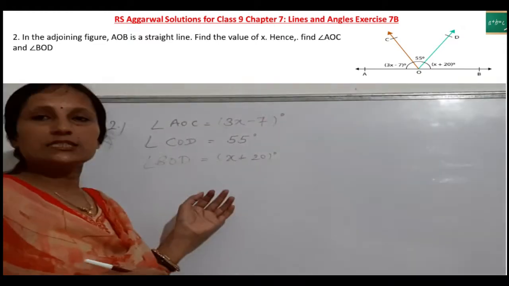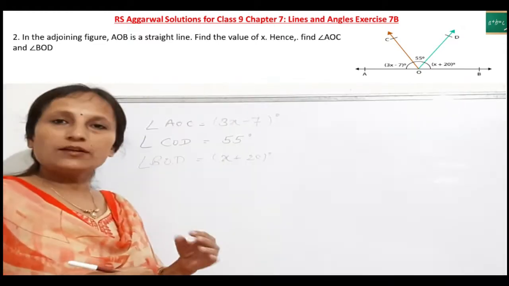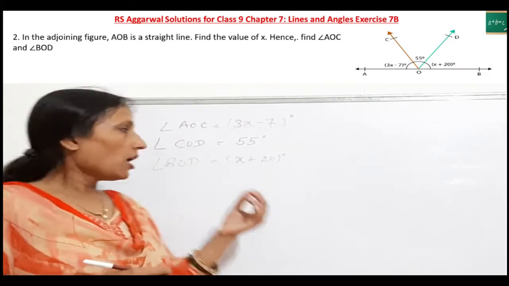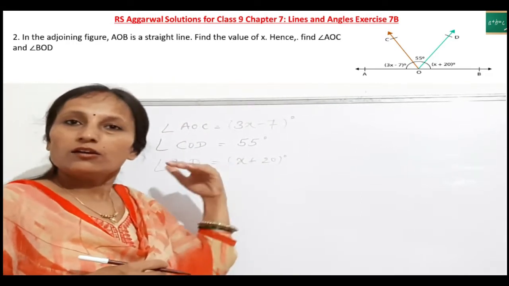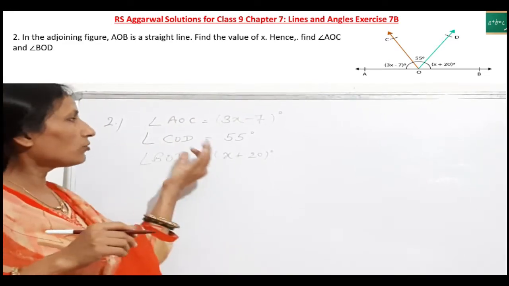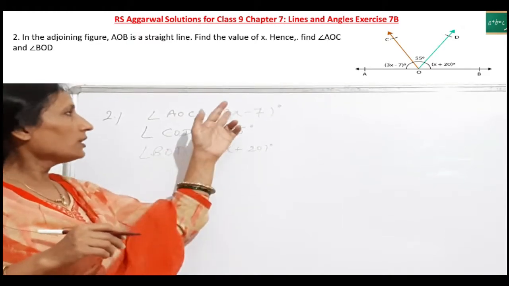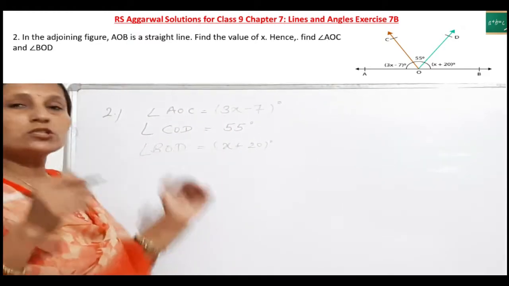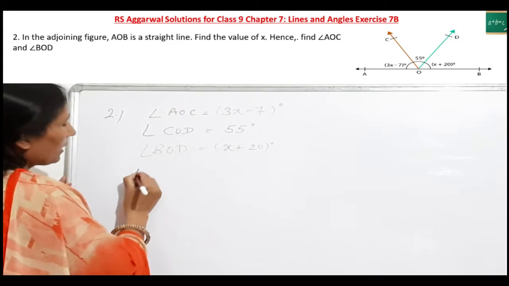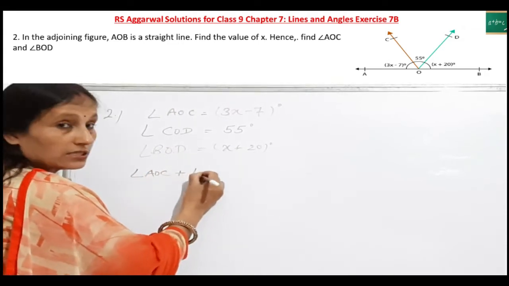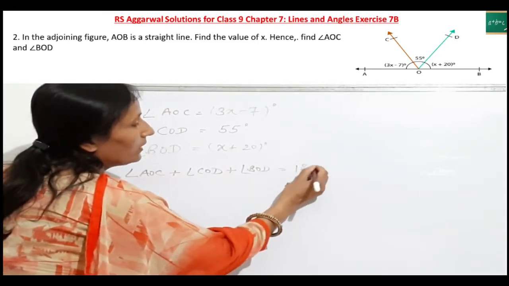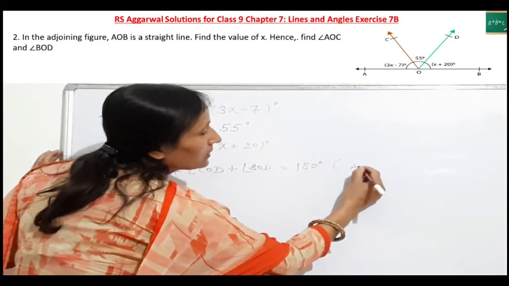Now question number 2. In question number 2, it is said that line AOB is a straight line, and we know that on a straight line, on one side, the sum of all the angles will be 180 degree, and these three angles are on one side of a straight line. So the sum of all the three angles will be 180 degree. Now we have to find the value of x in this question, and also angle AOC and angle BOD. First of all we will write the sum of all the angles is equal to 180 degree. So angle AOC plus angle COD plus angle BOD is equal to 180 degree. Here in bracket you can write AOB is a straight line.